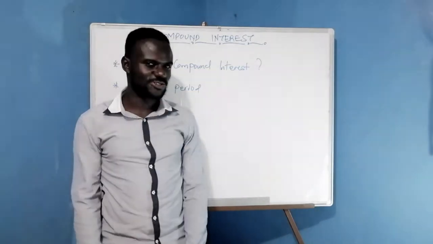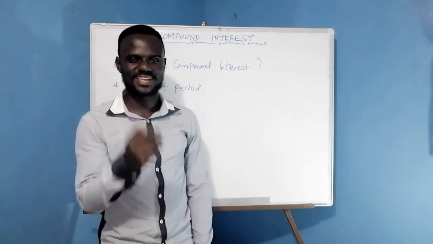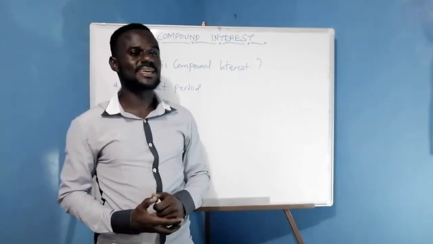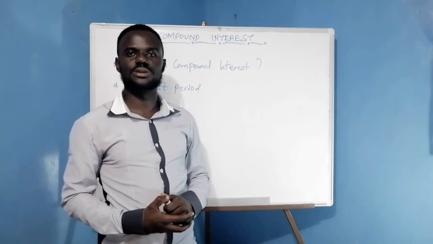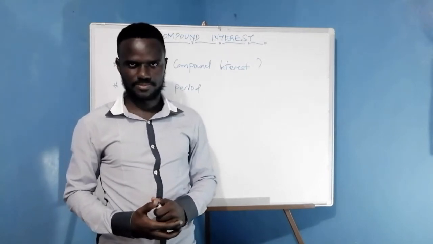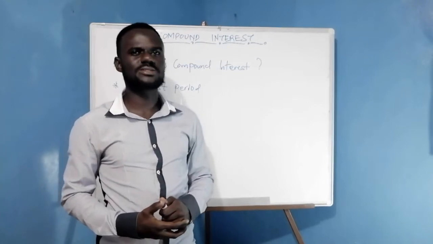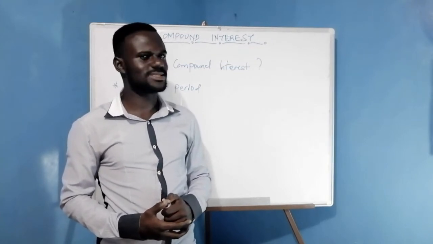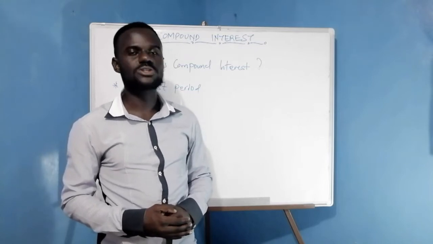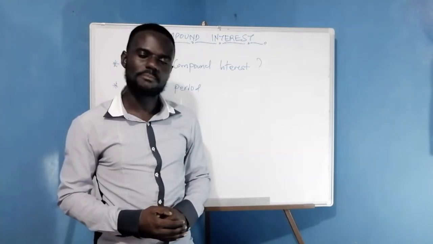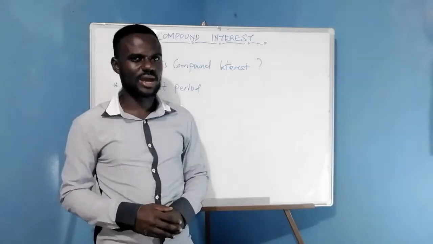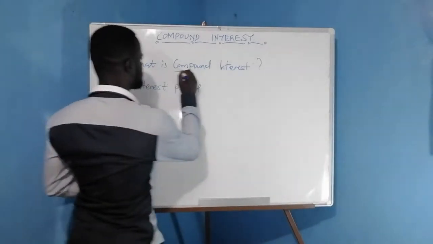Remember, we are still continuing the topic, money. Suppose you deposit or you borrow money in a financial institution. That money earns interest for a given period of time. Now, that interest is not paid back to you instantly. That interest may be added to the principal so that it can earn more interest. Such interest earned is what we refer to as compound interest.